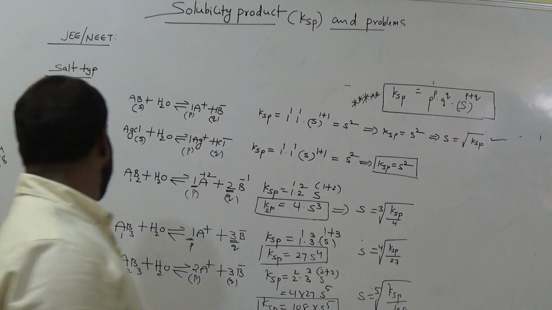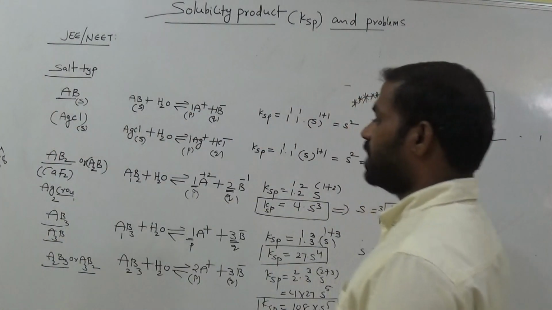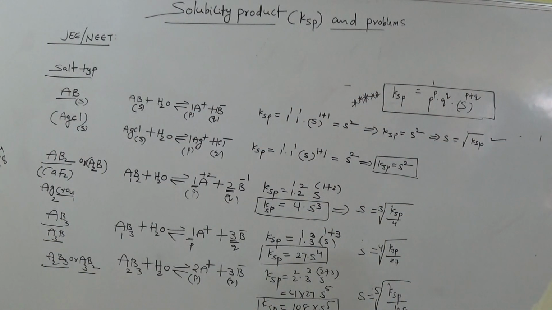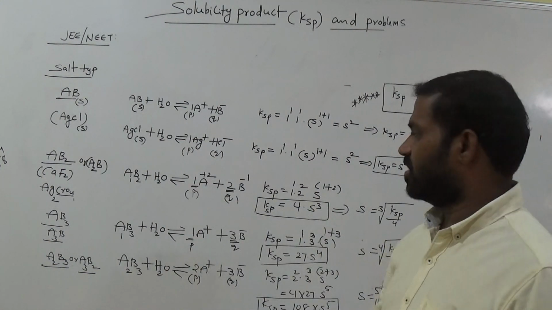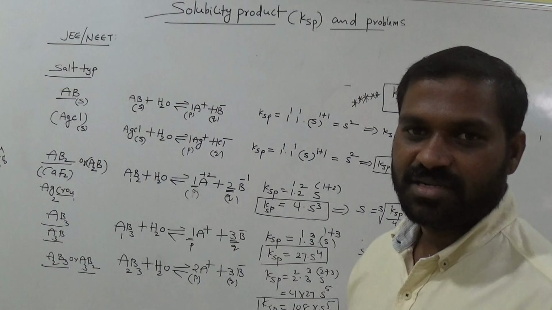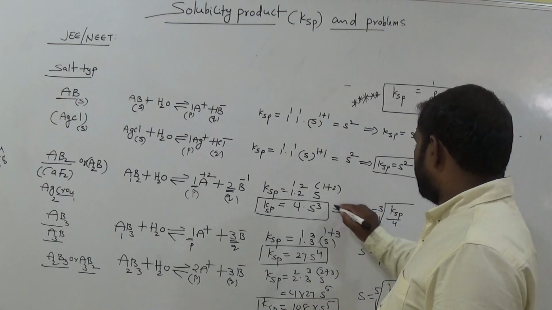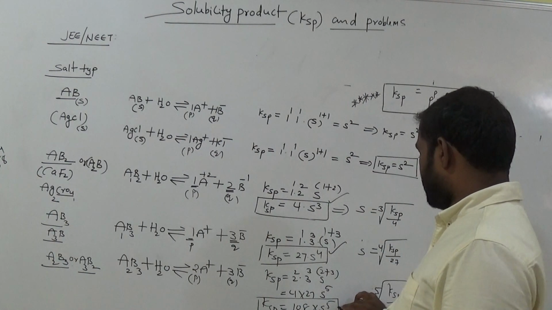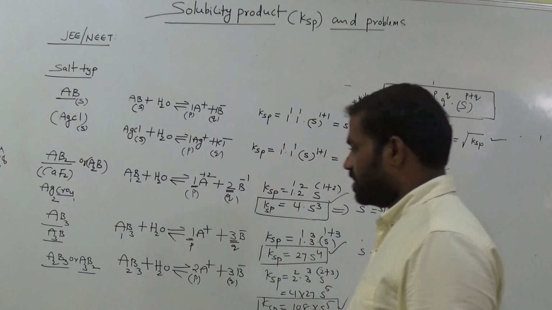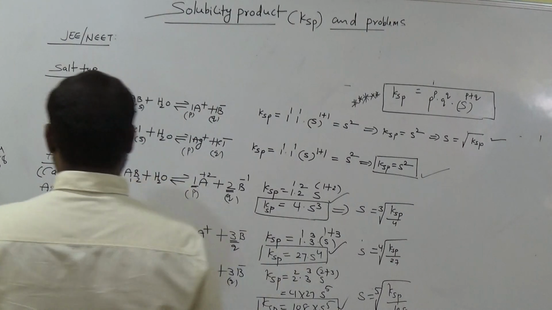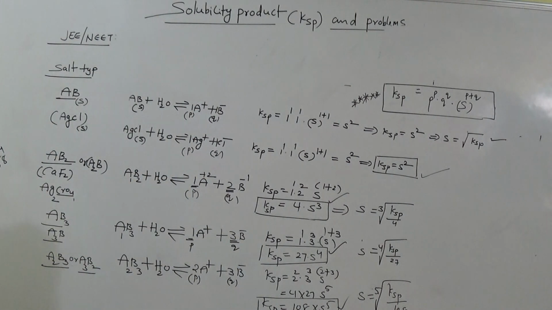Is it clear up to AB, AB2, AB3 or A2B3? Okay. Now you have an idea. If we are given any kind of molecule, you can follow this kind of expression. These are the short tricks. These formulas are very, very important. Direct bits we have in JEE. Okay. AB, AB2, AB3, A2B3.